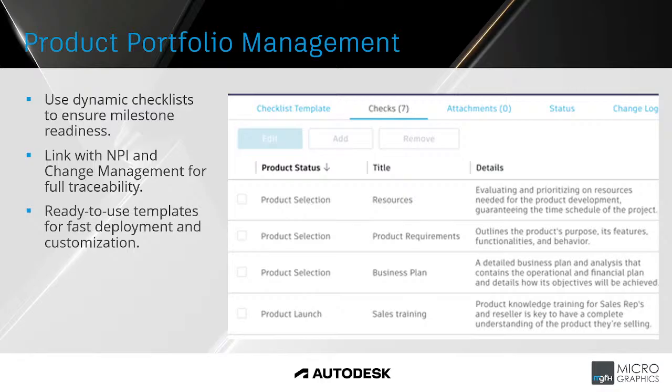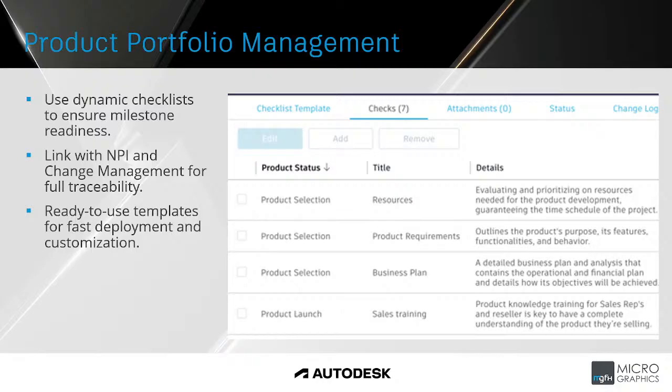Now, one of the standout features is the use of dynamic checklists. So as I mentioned, when a product is in a specific state, there can be checklists. So these ensure that each product meets specific criteria before progressing to the next life cycle stage. And you can customize these checklists for different product types, such as new developments, variants, or updated products.